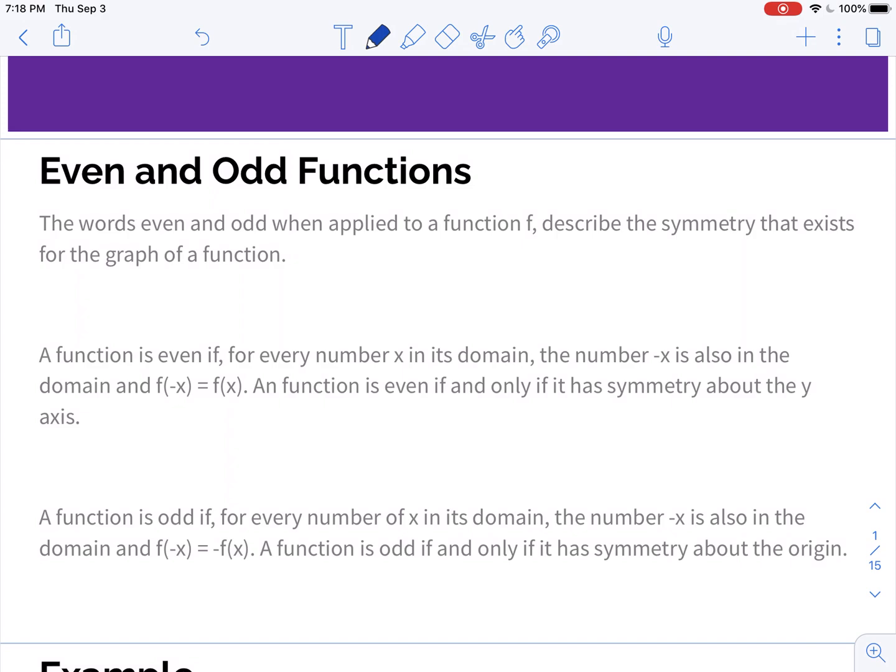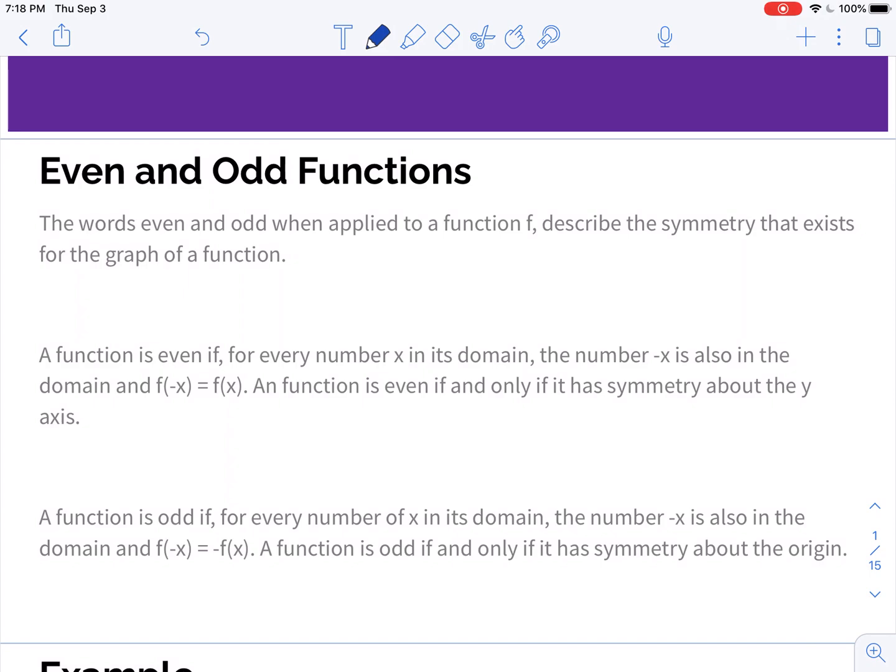A function is odd if for every number x in its domain, the number negative x is also in the domain, and f of negative x is equal to negative f of x. So if you plug in negative x and it's the equivalent of negative f of x, well, then you're talking about an odd function. And an odd function has symmetry about the origin. So if you were to fold it in half diagonally at the origin, again, that function would lie on top of itself.